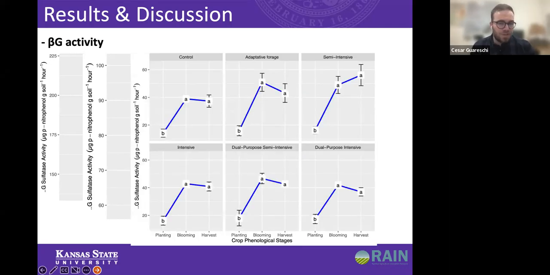And for the third layer, 15 to 30 centimeters, we have a cropping system effect, and you can see a different pattern where we started in the planting with lower activity. We have a boost in activity at the blooming stage and a decrease for pretty much all the treatments going through the harvest point.